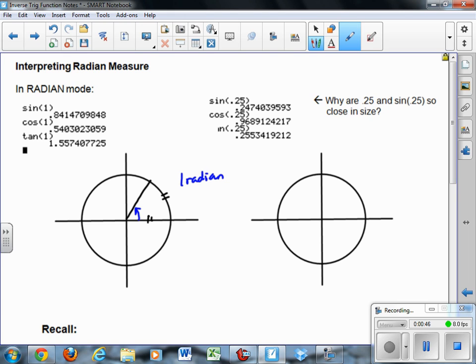Now I want to know what these other three numbers mean, the 0.84, the 0.54, and the 1.557. What do they mean physically on this circle? So I'm going to drop down a perpendicular line to form a right angle. And if you recall, on a unit circle with radius 1, sine represents the y-coordinate and cosine represents the x-coordinate, or the opposite and the adjacent sides of this 1 radian angle. So I'm going to label this blue side here 0.84.